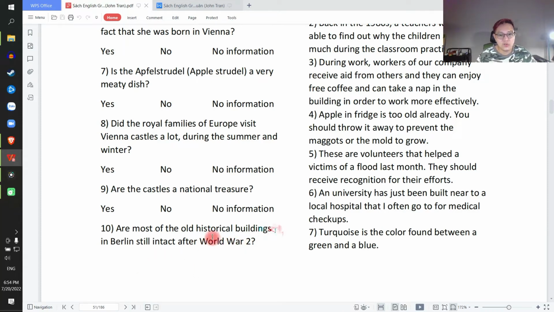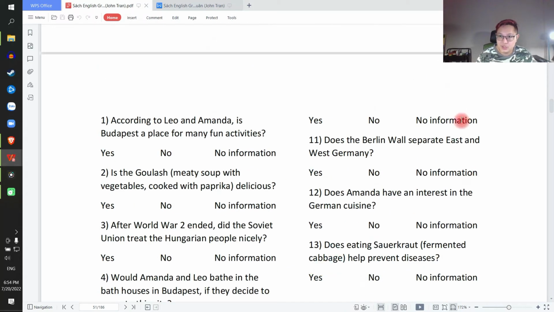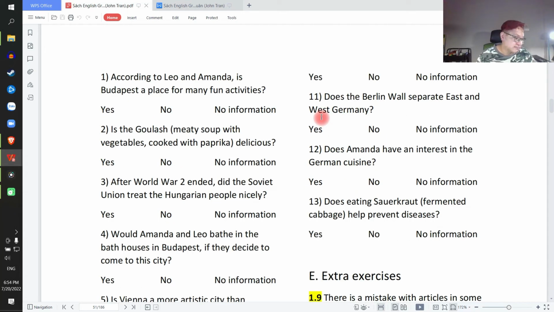Are most of the old historical buildings in Berlin still intact after World War II? So you have to say no information. Number 11. Does the Berlin Wall separate East and West Germany? It's a no.